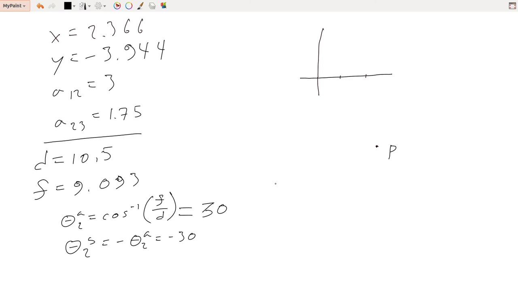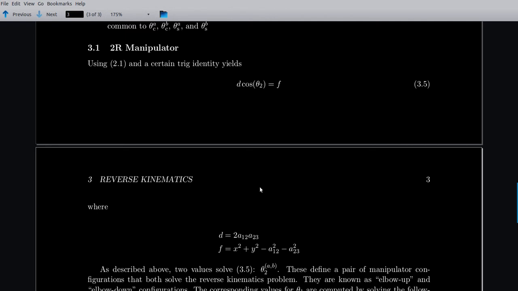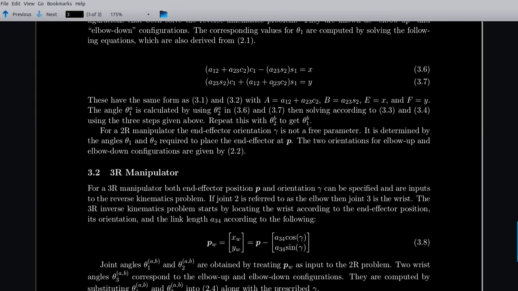So we've gotten half of the solution. And now we need to move on and get the values for theta 1. To find those values, we'll use these two simultaneous trigonometric equations. And so these are two equations in the unknown theta 1. Here we have cosine of theta 1, sine theta 1, cosine theta 1, and sine theta 1. And everything in here is known: A12, A23, and cosine of theta 2 is known.